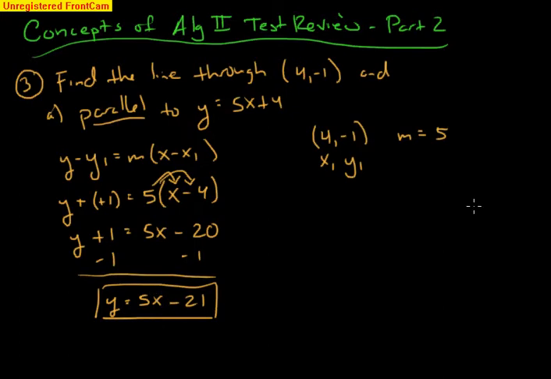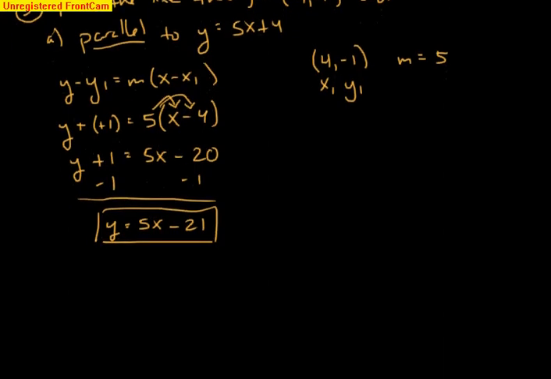Now, let's go with part B. Again, I'm going to have to leave the screen for a second. So part B is asking, well, what about the line that is perpendicular to this line? Y equals 5x plus 4.